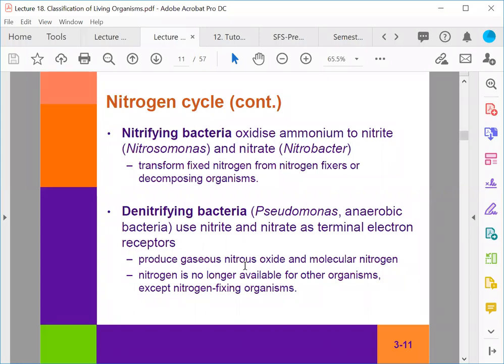So you can imagine that this is not something that you're after. And this is a problem with anaerobic soils, highly compacted soils, waterlogged soils, and so on. Because of course that important nitrogen is no longer available for plants and other organisms.